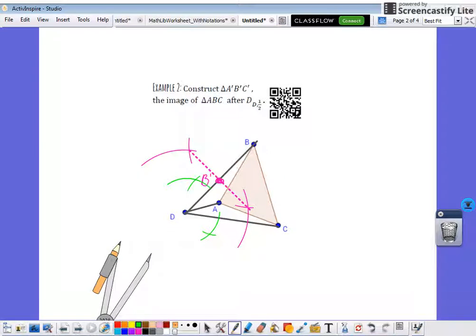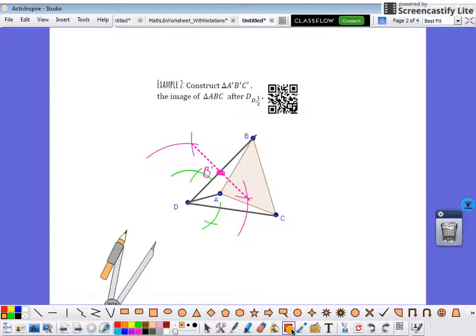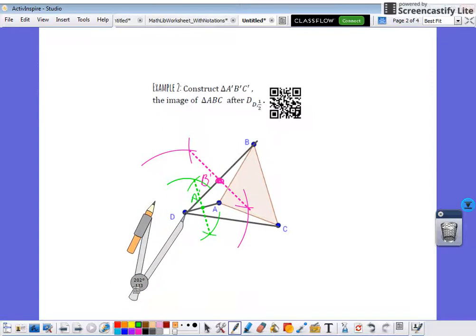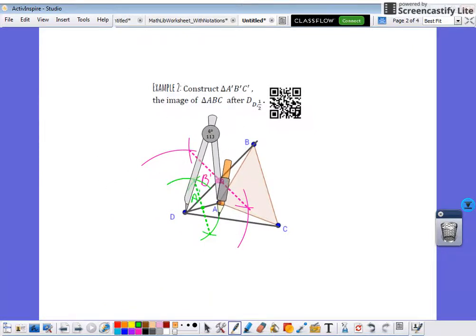So I've done my arcs above and below. Now I need to connect them, which gives me the perpendicular bisector. And where that perpendicular bisector meets my segment, I have the midpoint, and I have A prime. One more time, I need to do this for C. I need to get the perpendicular bisector of this segment so that I can find its midpoint, cutting that distance in half.